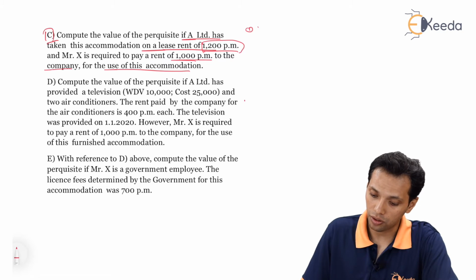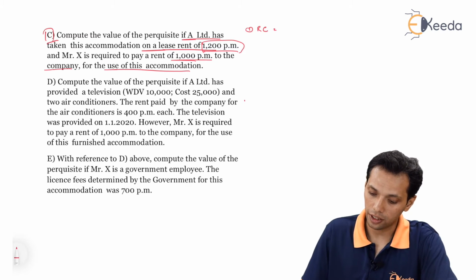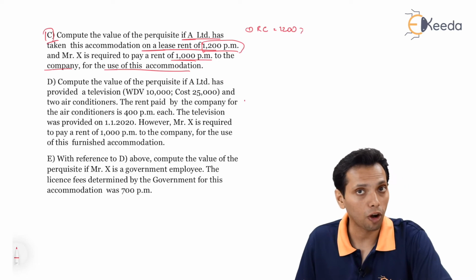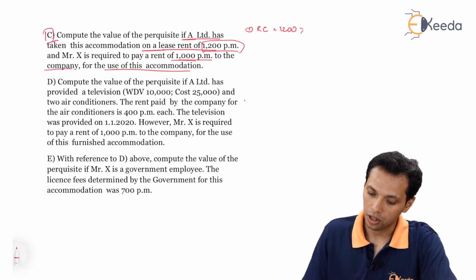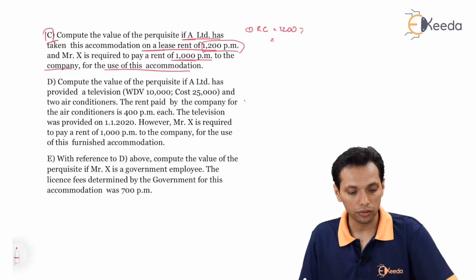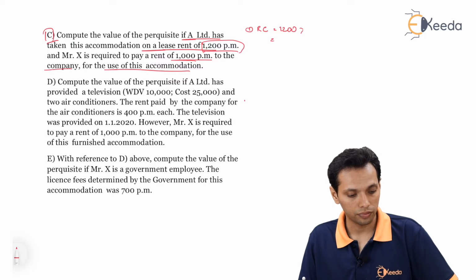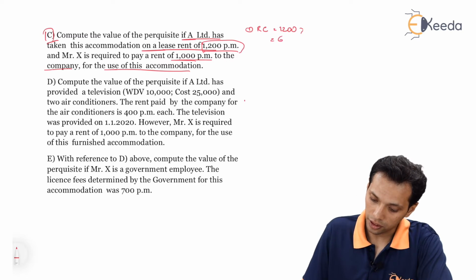condition is actual rent charges. So actual rent charges in this case would be 12,000 into 5. From November only we will be considering it. So the amount is 6,000. Second is 15% of salary.